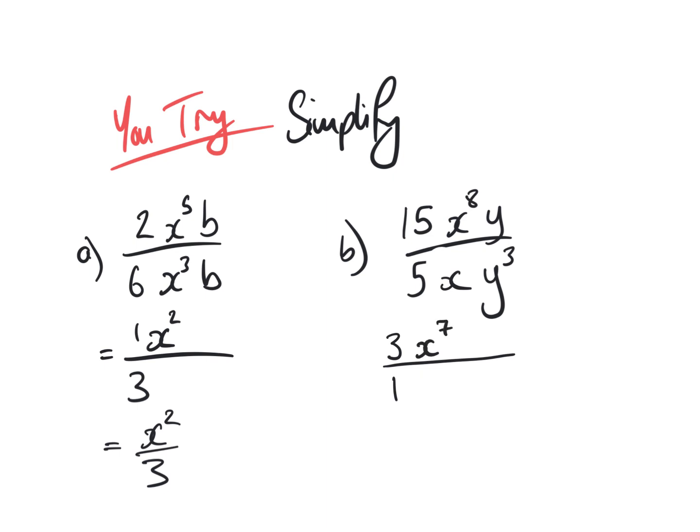And there are 2 more y's multiplying each other at the bottom than at the top. Remember there's a little hidden 1 here, so it's y to the 1 compared to y cubed. So I've got 3 here and 1 here. So that's going to leave me with y squared when I cancel that out. So y squared on the bottom. And again, the only thing I would change there is I would rewrite that as 3x to the 7 over y squared.